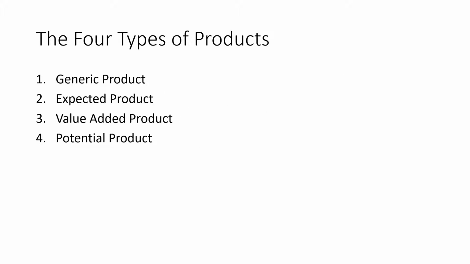So, with a value-added strategy, there are 4 types of products, and we'll go over each one. Generic product, expected product, value-added product, and potential product.